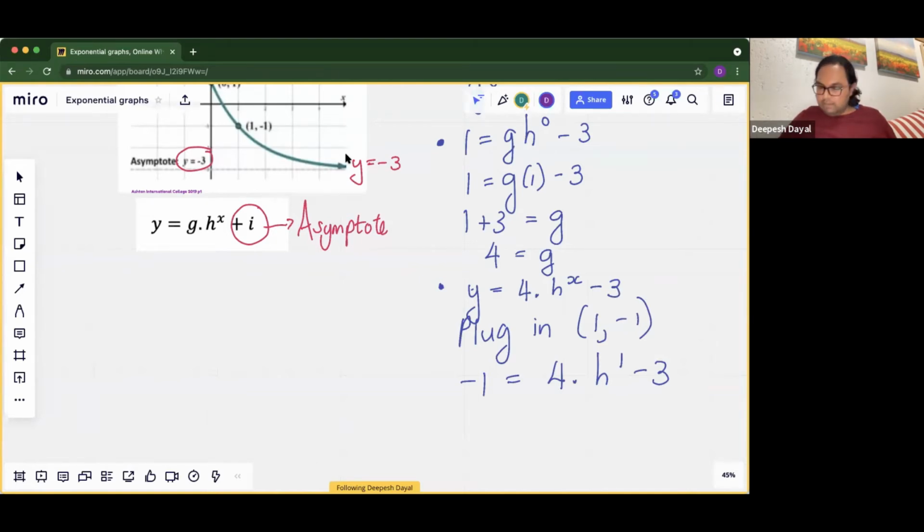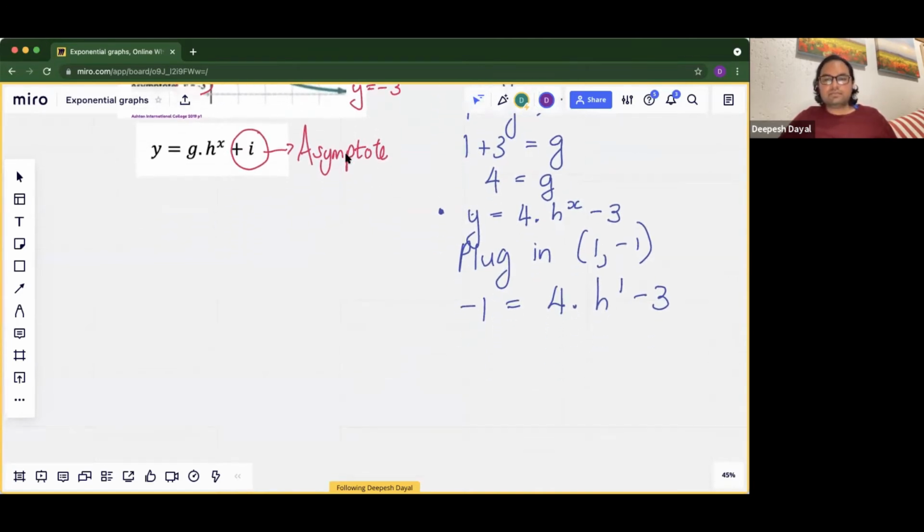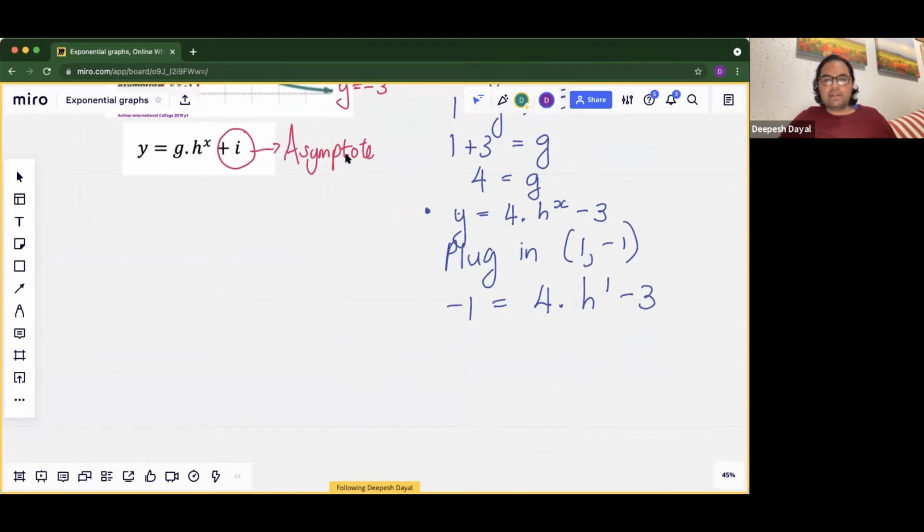Okay. Anybody wants to give it a try and find H for me and let me know what the value of H will be? You can give it a try and just type in the chat what the value of H will be, right? What is the value of H? Just type in the chat and let me know what the value of H is.